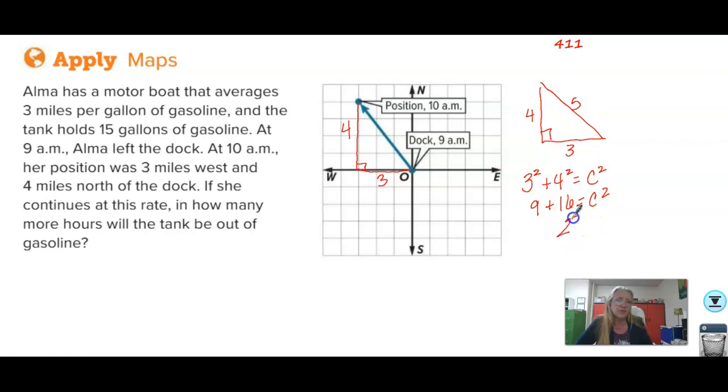9 plus 16 is 25. And the square root of 25 is 5. Okay, so that's the 3, 4, 5 triangle. That's how you would have figured it out. But we've got bigger questions to answer here.